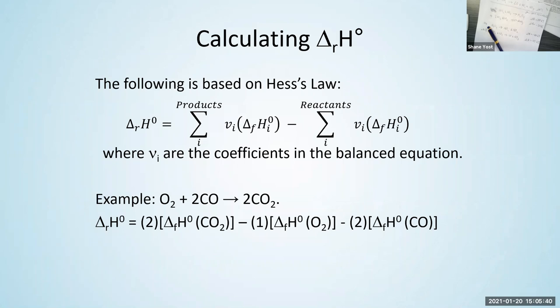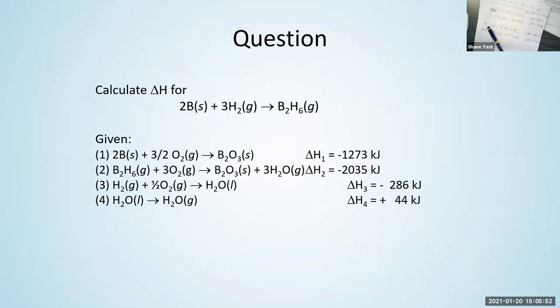Questions? Here I have an example of Hess's law. Work on it for a minute, and then we'll go over this together. We're looking at this overall chemical reaction given above, and given the enthalpies of these reactions down below, what is the overall enthalpy change for that chemical reaction?